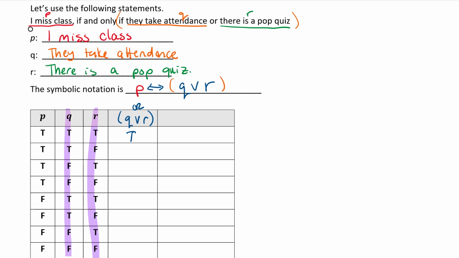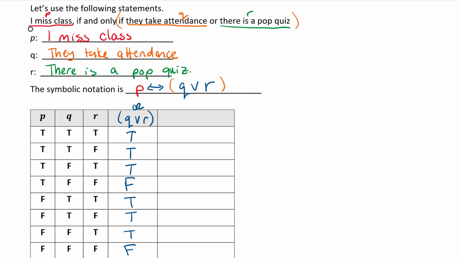So if both are false, then the whole thing's false. So true, true, that's okay, true. True, false, at least something's true, the whole thing's true. False, true, something is true. False, false, okay, so that's my first one that's false. True, true, true, false, that's true. False, true is true, and false, false, whoop. False, false is false, because neither one is true, then the whole thing is false. Okay, I'm going to erase my highlights now.